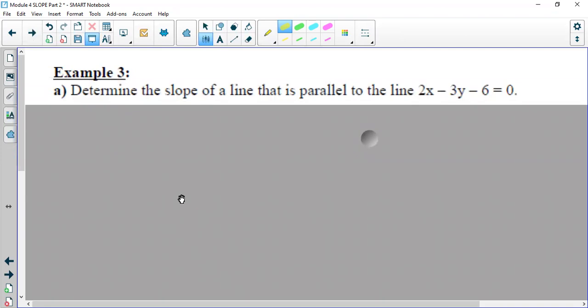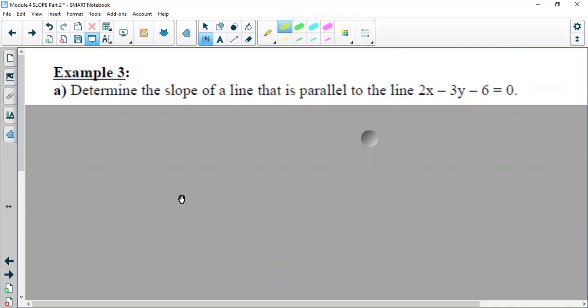Determine the slope of a line that is parallel to the line 2x minus 3y minus 6 is equal to 0. This is a type of question on the midterm that a lot of students make careless mistakes on, because they will look at this and say, oh, miss, it's so easy. My slope is 2 because it says 2x. So that means a parallel slope has to also be 2. But that is not correct.